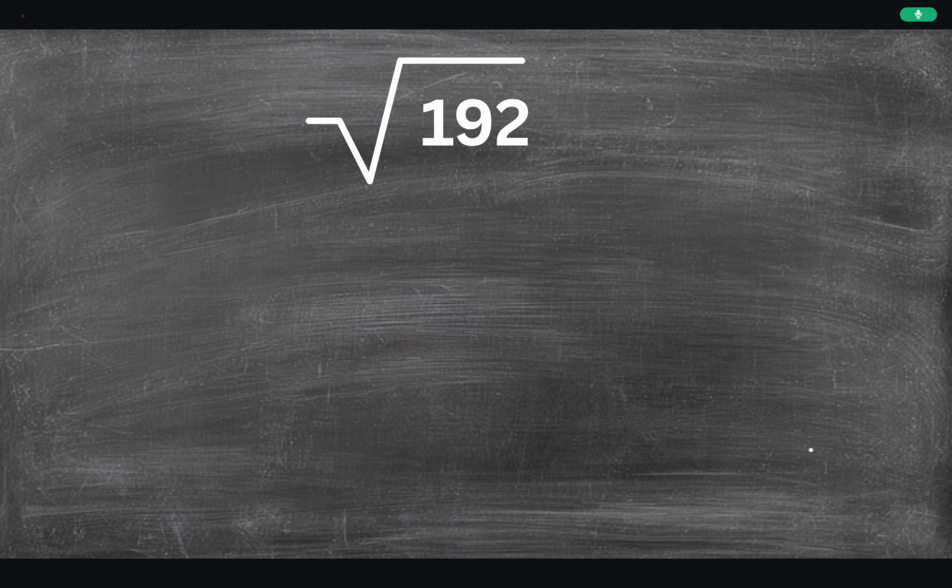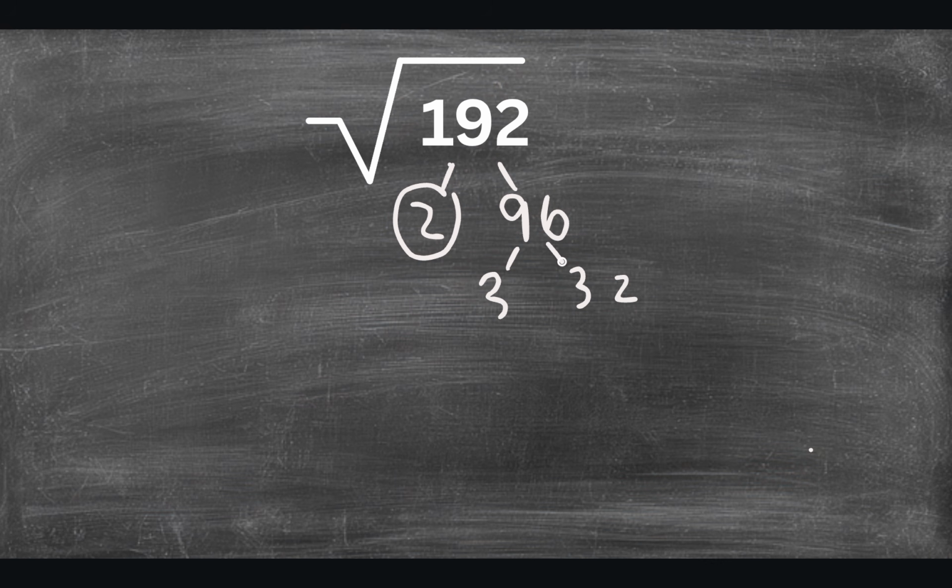How do we simplify square root 192? Well, let's get started first by creating a factor tree to find all the prime numbers. So we have 2 times 96, and 2 is prime. Then we can go 3 times 32 is 96, so the 3 is prime.